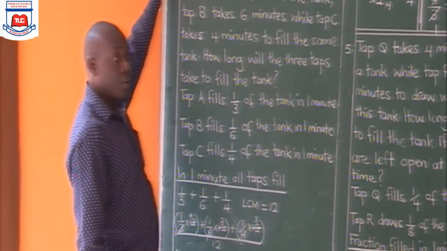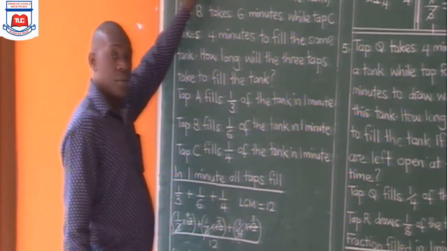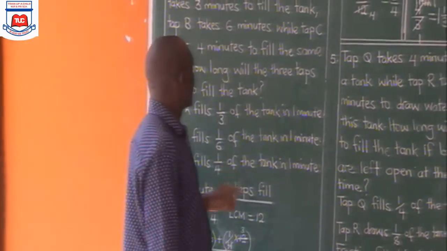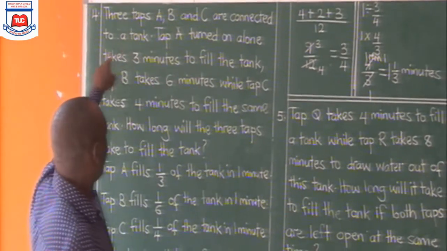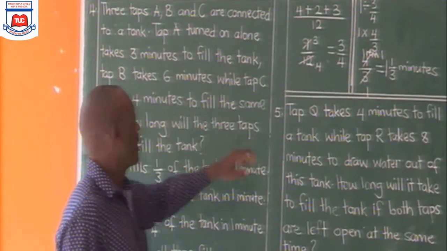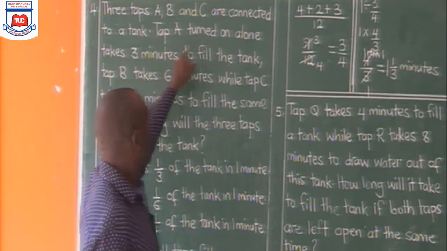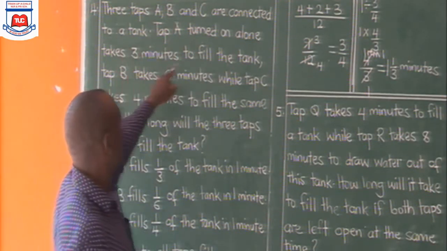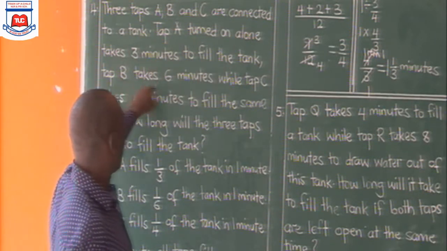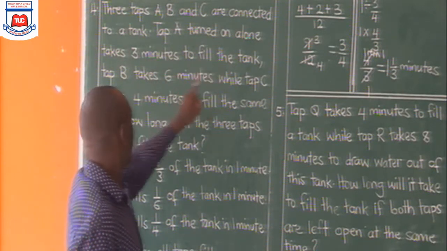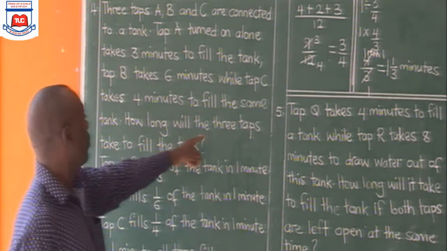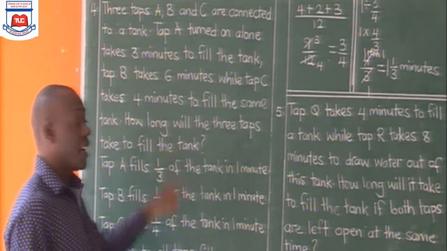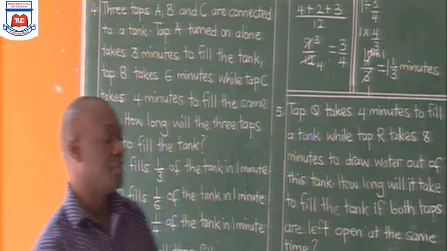Having looked at the 3 examples, we shall go to example number 4, which reads: 3 taps A, B, and C are connected to a tank. Tap A, turned on alone, takes 3 minutes to fill the tank. Tap B takes 6 minutes, while tap C takes 4 minutes to fill the same tank. How long will the 3 taps take to fill the tank if turned on at the same time?